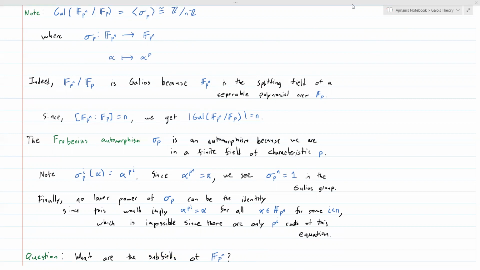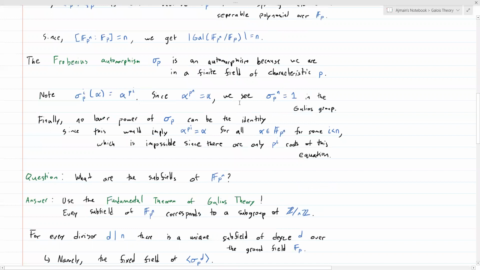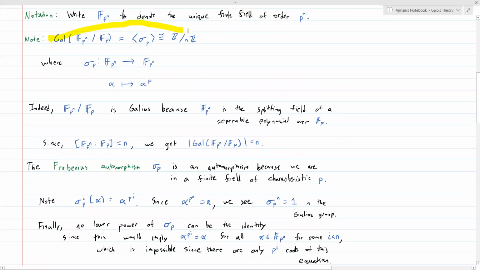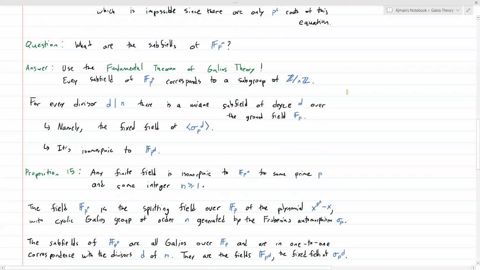Yeah, so someone said, find the fixed field of some sigma to the i. That's exactly it. So the answer is to use the fundamental theorem of Galois theory. Once you know what the Galois group is, and in this case the Galois group is cyclic of order n, we can use the fundamental theorem of Galois theory to get the lattice of subfields of the extension. And in this case, the Galois group is just Z mod nZ, so the subfields correspond to subgroups of Z mod nZ.